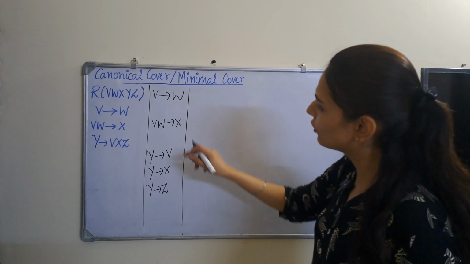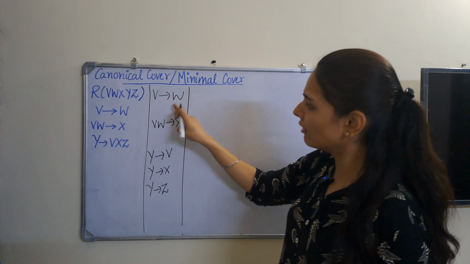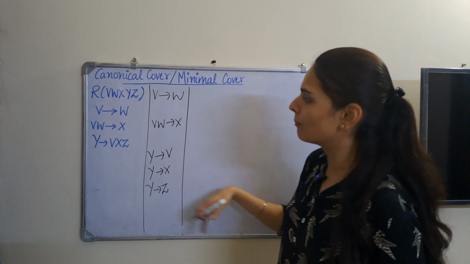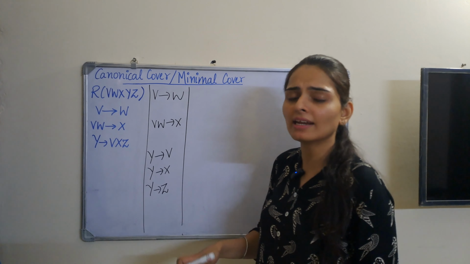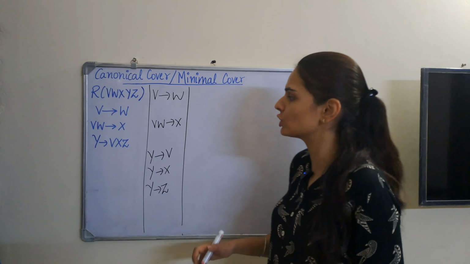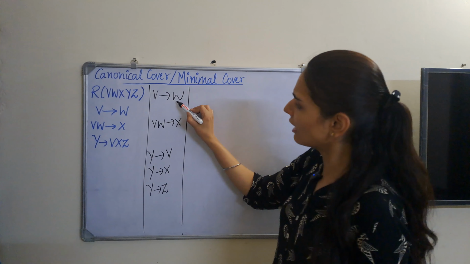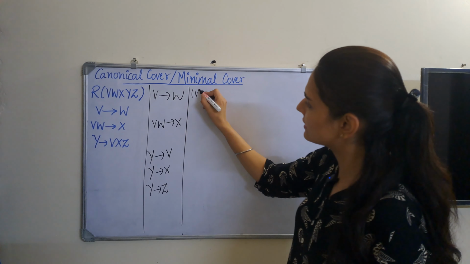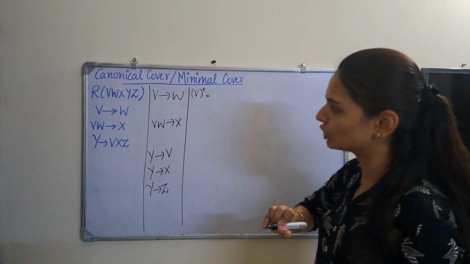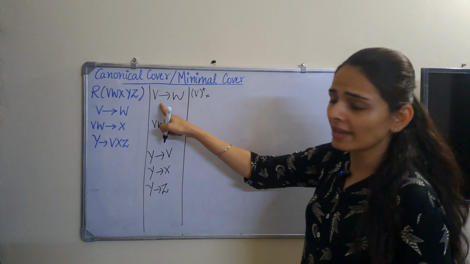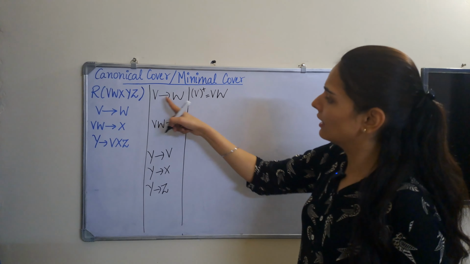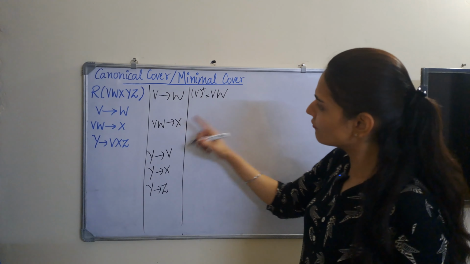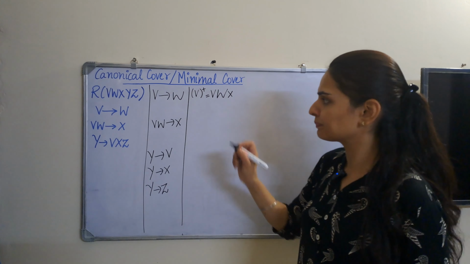Next thing that we have to do is to see, one by one, whether having that functional dependency in the system or not having it makes any difference. So how do we check that? For this first functional dependency, we find out the closure of V first by considering this functional dependency. So we have V, then W, and since we have VW, we have X.